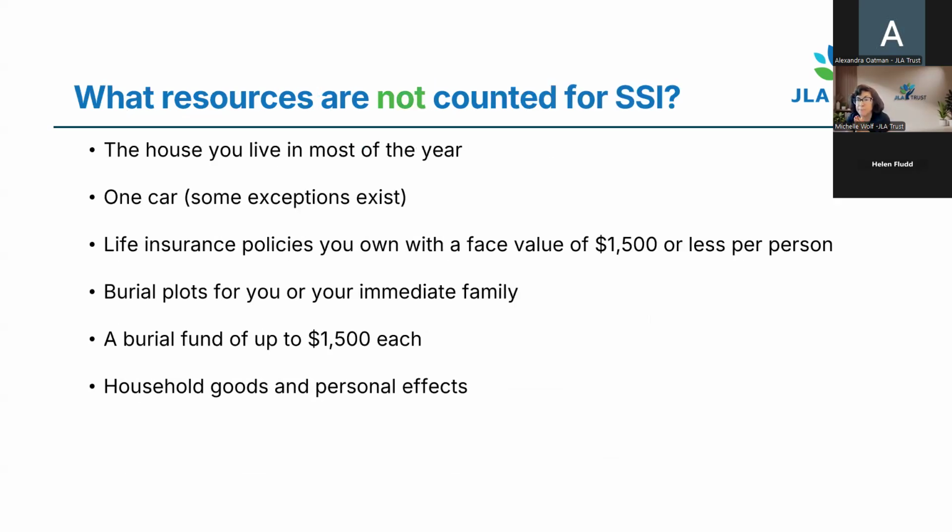So when you're applying for SSI, what resources are not counted? You're allowed to own one house, you're allowed to own at least one car. Some people have 2 vehicles. You're allowed a small life insurance policy, a burial plot, and any household goods and personal effects.